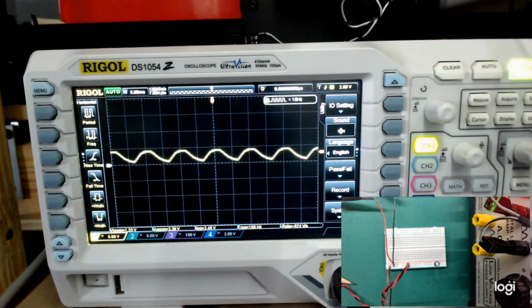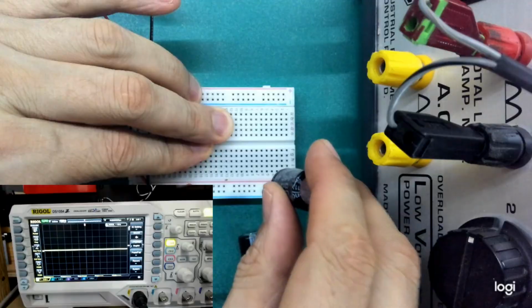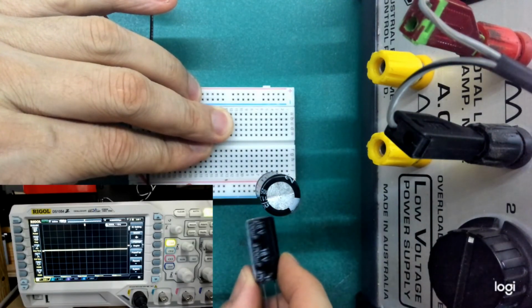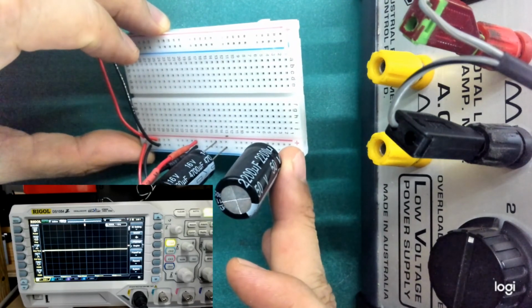So what we need to do is put a bigger capacitor on here to cope with that load. So what's that I hear you say? Why don't we just use really big capacitors all the time? Well, it's not that simple.